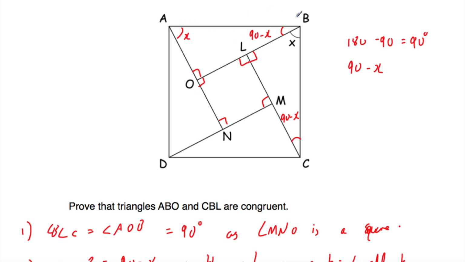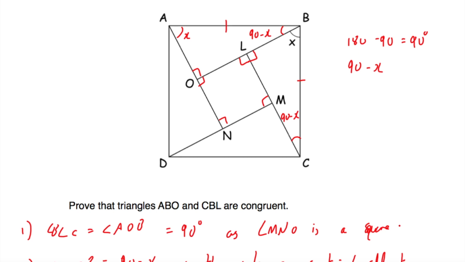But also remember that ABCD is a square. So that means that the length of this side here, AB, must be the same as this length here, which is the side BC. So that means that this side is equal to that side. So that means that these two triangles must be congruent due to angle, side, angle. We've got our x degrees, that side of the square, and 90 minus x degrees. And likewise here we've got our x degrees, that side of the square, which is the same as that one, and our 90 minus x degrees. So that means that these two triangles, triangle ABO and triangle CBL, must be congruent due to angle, side, angle.